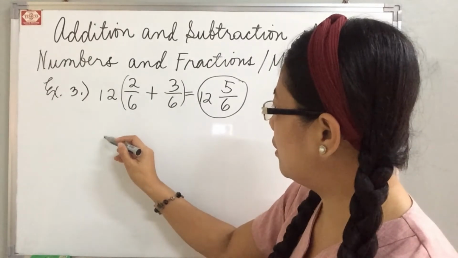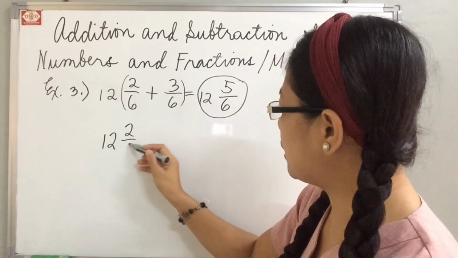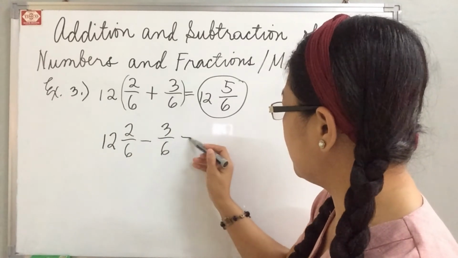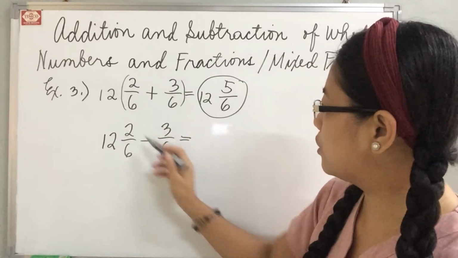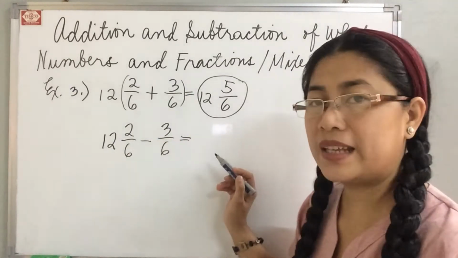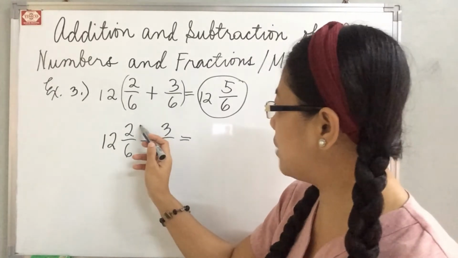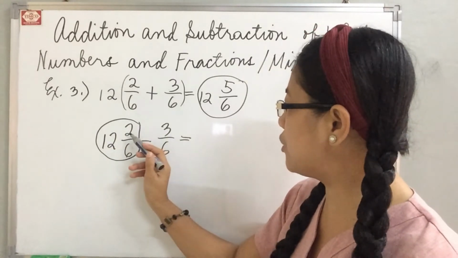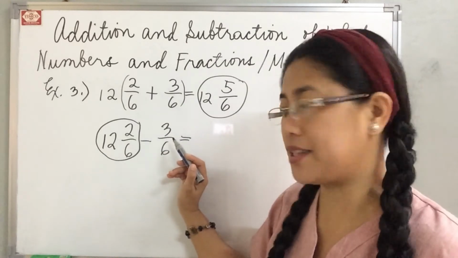Let's have the subtraction. We have 12 and 2/6 minus 3/6 equals. Okay, let's have our fraction first. 2 minus 3 cannot be done. That's why we are going to rename 12 and 2/6 for us to have a greater numerator here than here. Okay, how do we do that?